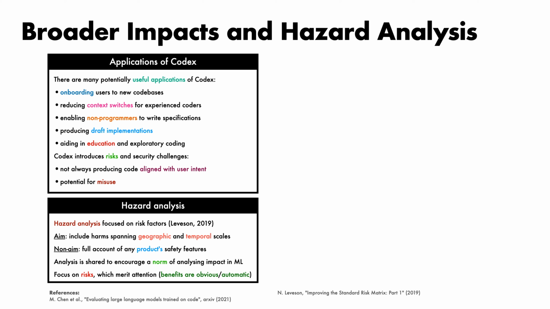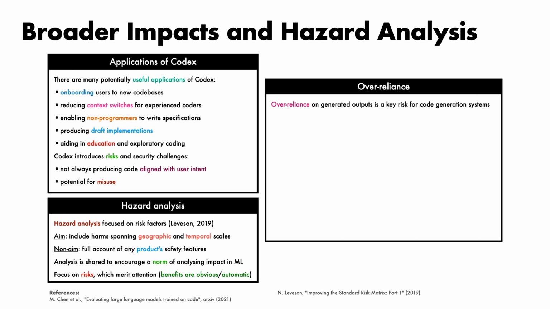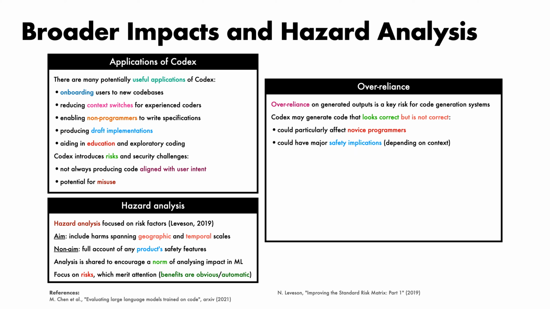On the other hand, the benefits of Codex are somewhat more obvious, and will likely be accrued automatically by affected stakeholders. The first key risk with code generation systems is an over-reliance on the generated output code. We've seen that Codex may generate code that superficially appears correct, but does not correctly achieve the goals of the program. This could particularly affect novice programmers, and could have major implications for safety, depending on the context in which Codex is being used.